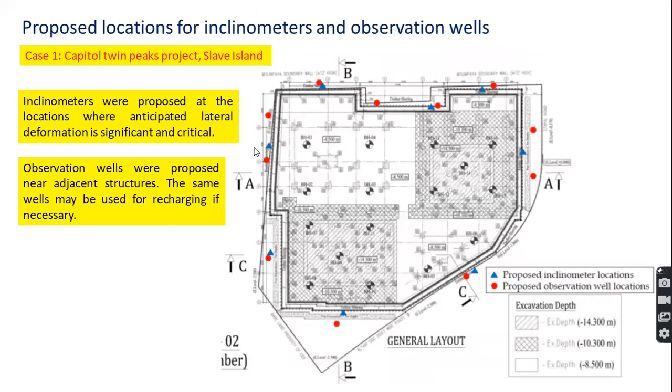In general, for instrumentation, inclinometers, for example, should be installed at the location where the maximum wall deflection is expected, right? And the observation wells can be used for recharging as well. So we have to install them close to existing structures, because the effect of dewatering can be very significant on the existing structures. So as a general recommendation, install the inclinometers at the places where maximum deflection is expected, and the observation wells close to existing structures.